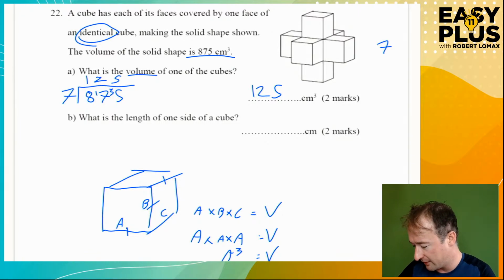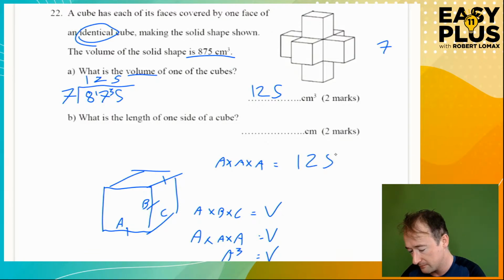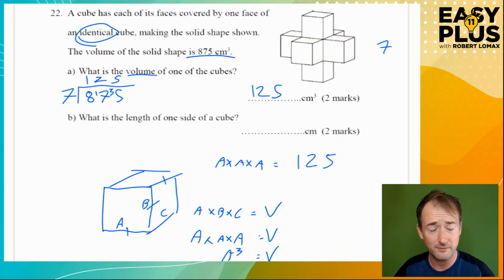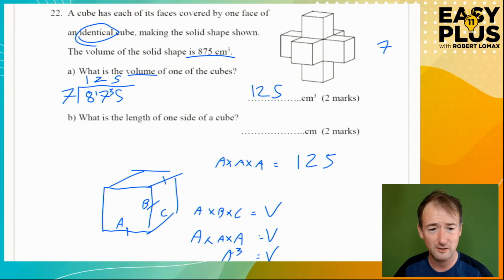Okay, so how do we find the length of one side of a cube? Well, what have we got going here? We know that A times A times A, let's write it like this because it's easiest to visualize rather than A cubed, is 125. So what is A? And I think from this stage, you're just going to be doing trial and improvement. So let's say that A was 2. 2 times 2 times 2, 2 times 2 is 4, times 2 is 8. So if A was 2, that would be 8, not 125. That would be way too small, okay?